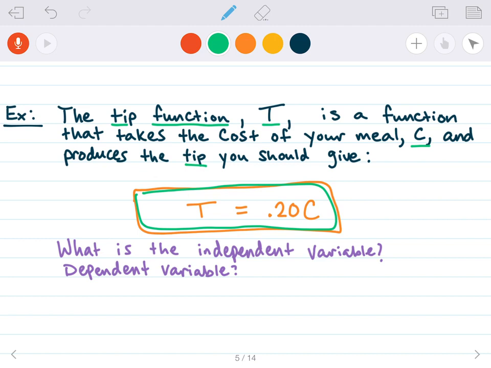Okay, so the question is, what is the independent variable and what is the dependent variable? Well, ask yourself, does the cost of the meal depend on the tip, or does the tip depend on the cost of the meal? Well, of course the tip depends on the cost of the meal, right? The cost of the meal is independent of the tip. And so in this case, the tip is the dependent variable because it depends on the cost of the meal. And the cost of the meal is our independent variable.